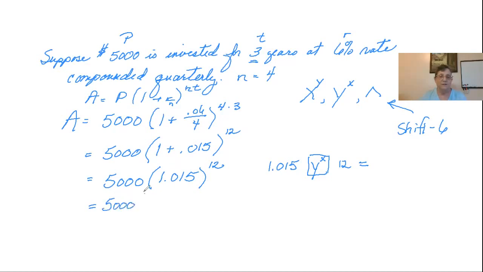Okay, 5,000 times, I get 1.19561817 is most of it. And then just do times 5,000. So at the end of 3 years, I would now have $5,978.09. Almost $6,000 in 3 years, $1,000 interest nearly.